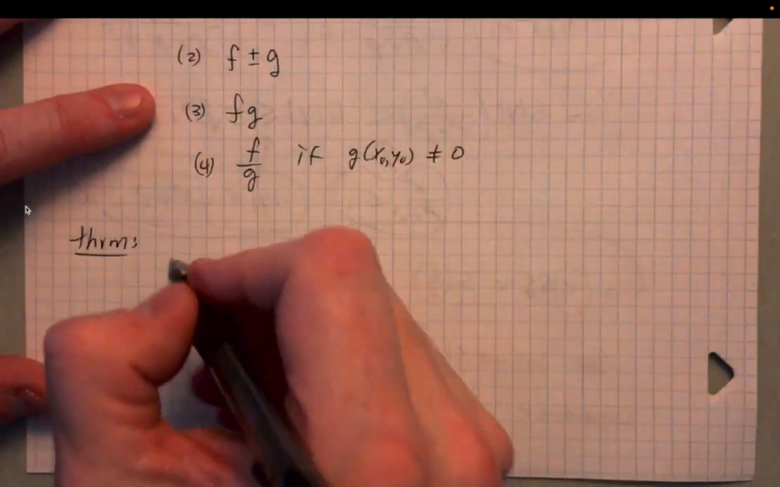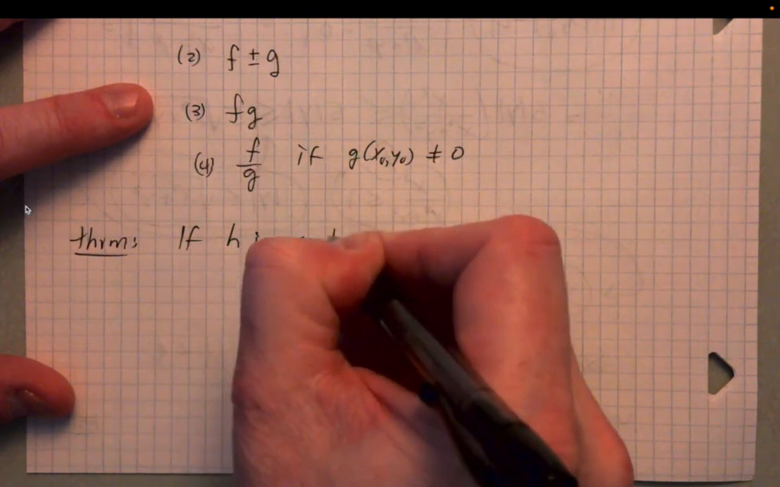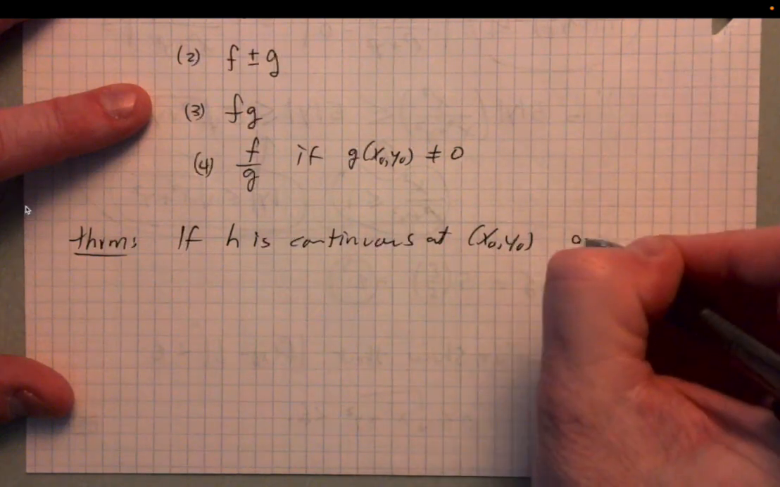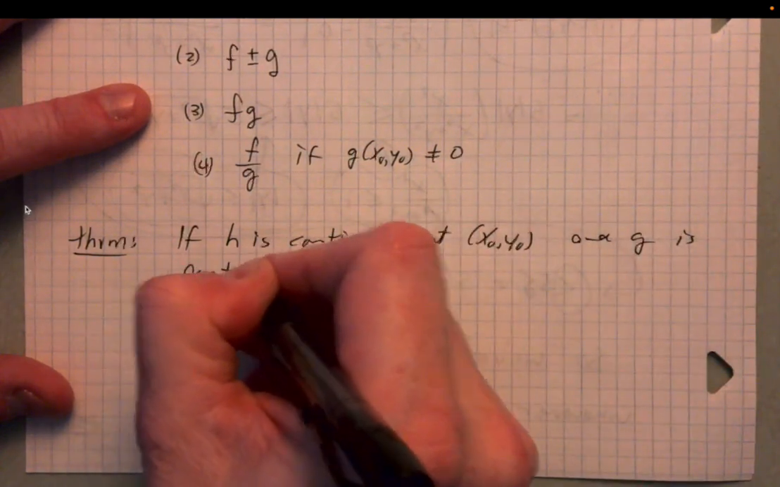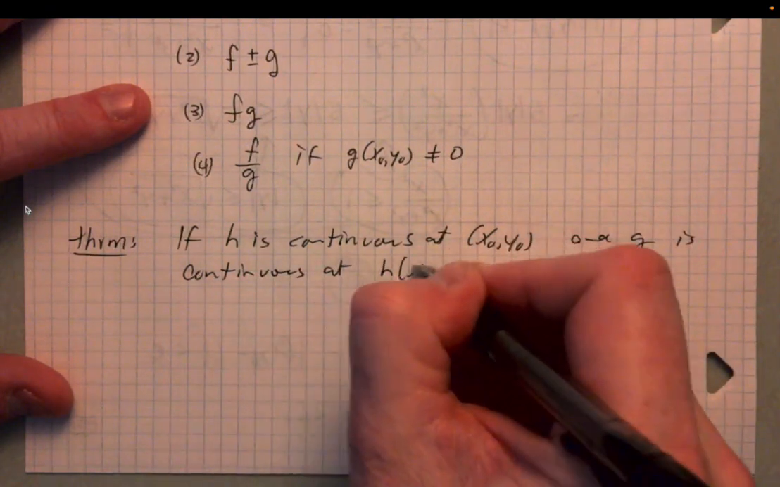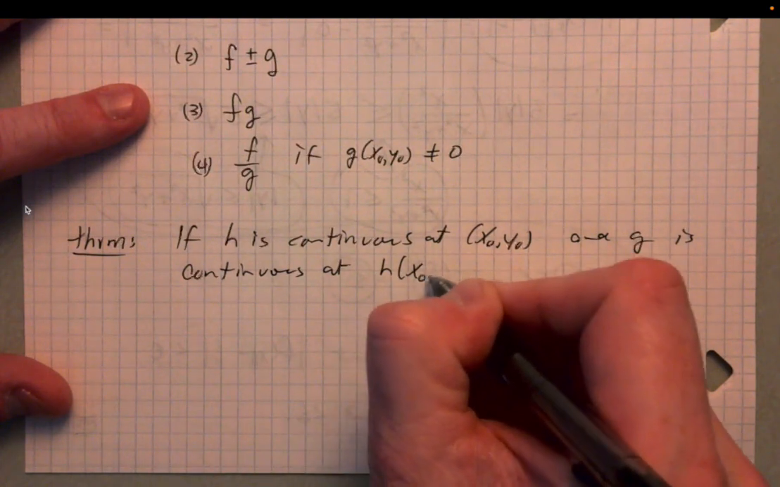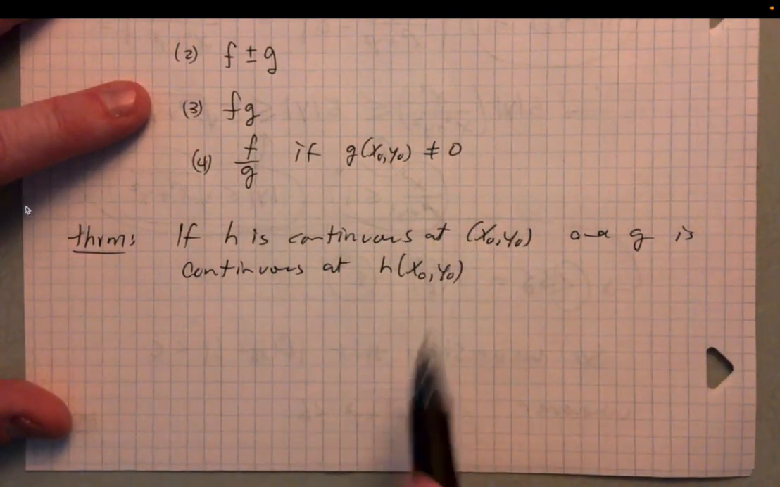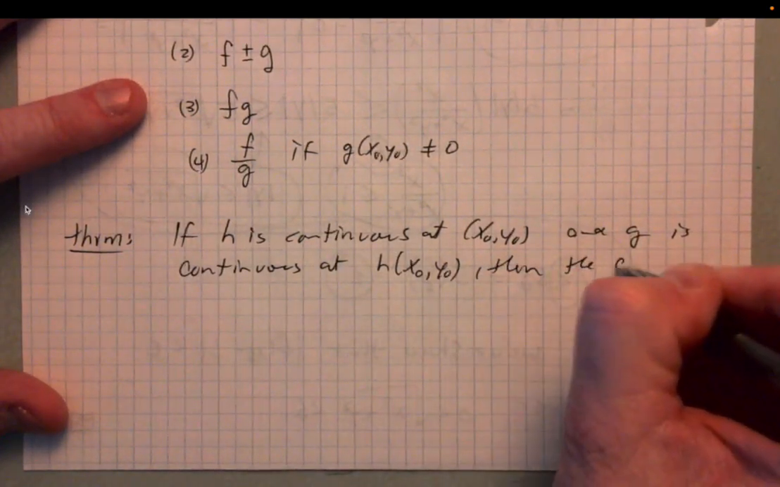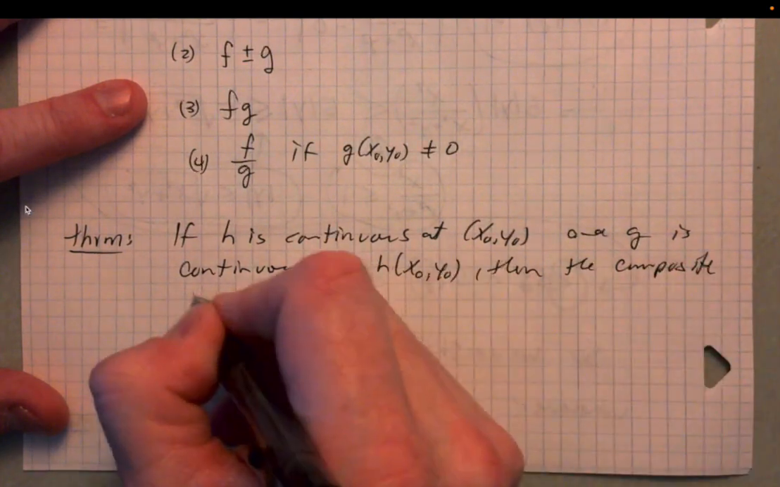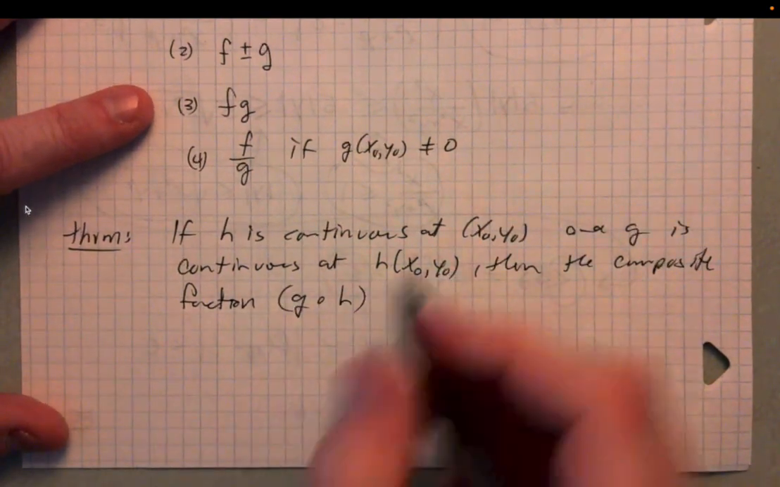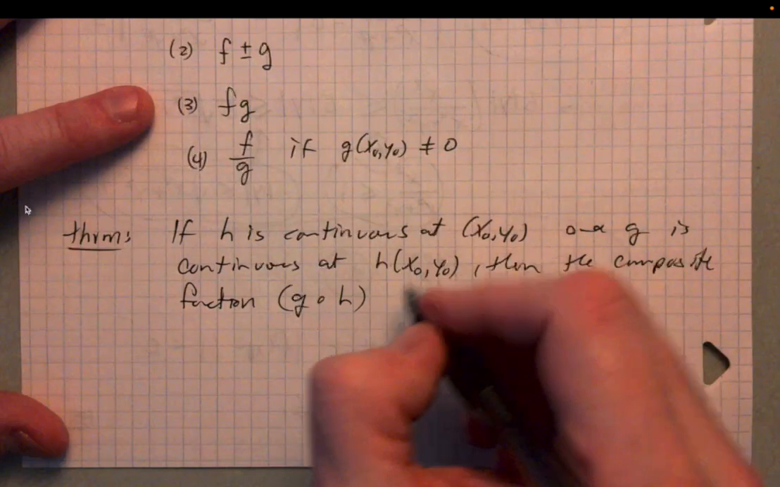So if h is continuous at x naught y naught, and g is continuous at whatever value you get for h of x naught y naught, so it's a single value, if g is continuous at this particular value, then the composite function g composed with h is continuous at x naught y naught as well.